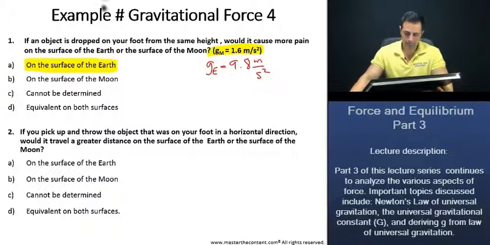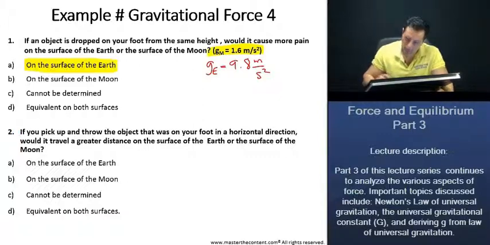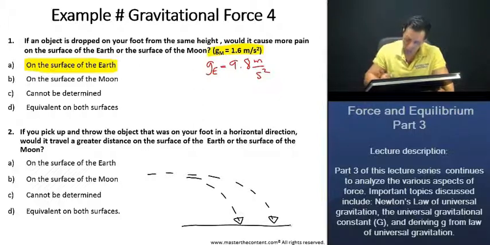Wonderful. Now let's look at the second part of our question. If you pick up and throw the object that was on your foot in a horizontal direction, would it travel a greater distance on the surface of the Earth or the surface of the Moon? Now let's think about this for a second. Here, let's say the object is thrown as such. Here is the initial object, here is where it lands.